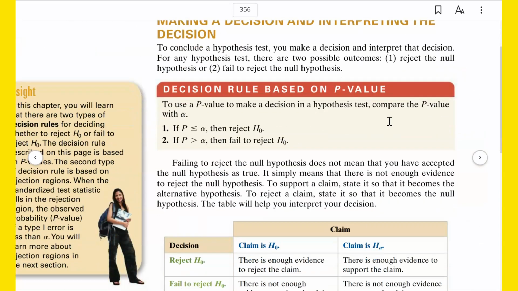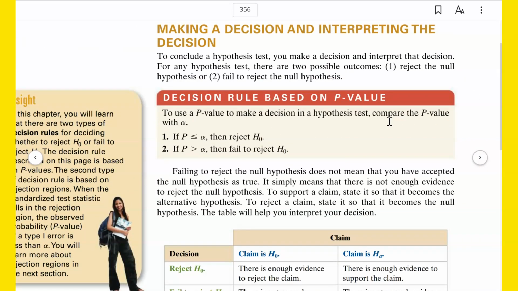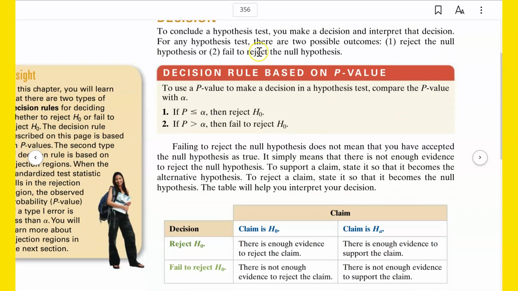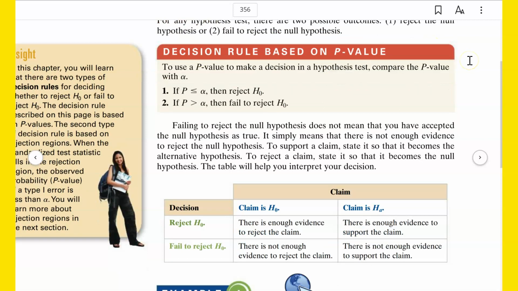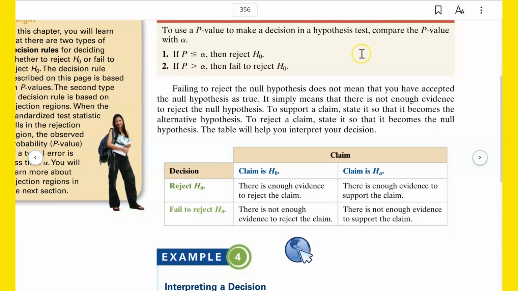Making a decision and interpreting the decision. To conclude a hypothesis test, you make a decision and interpret that decision. For any hypothesis test, there are 2 possible outcomes. 1, reject the null hypothesis, or 2, fail to reject the null hypothesis. To use a p-value to make a decision in a hypothesis test, compare the p-value with alpha. And remember, alpha is something that is determined at the beginning by you or by someone else, and usually that depends on how serious the kinds of errors could be.